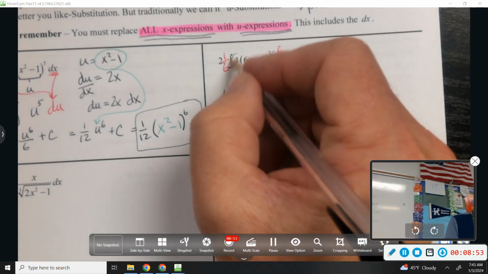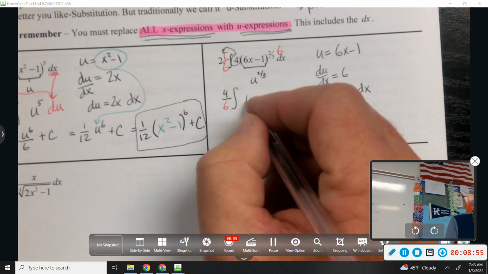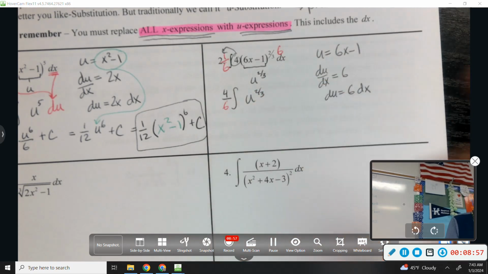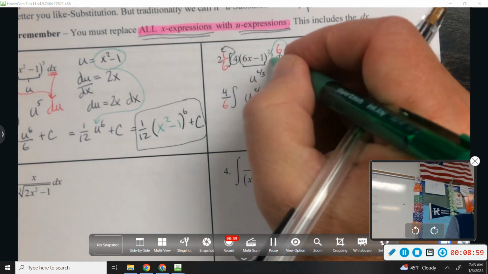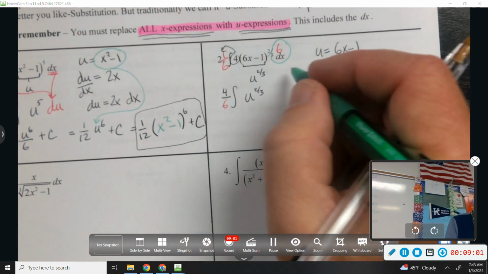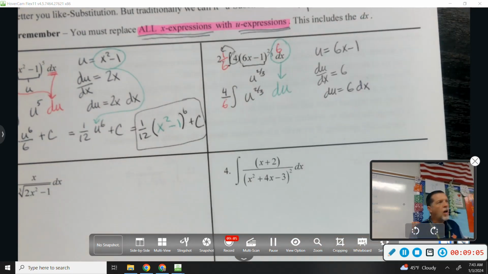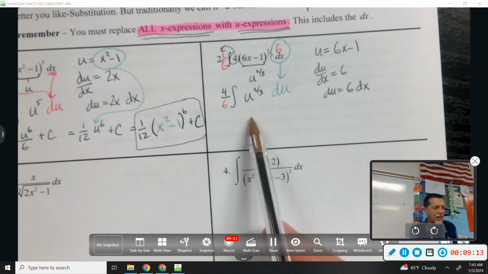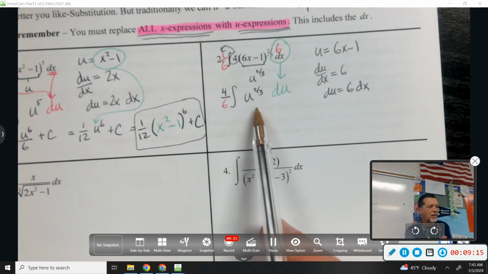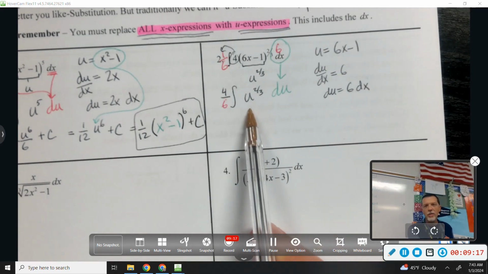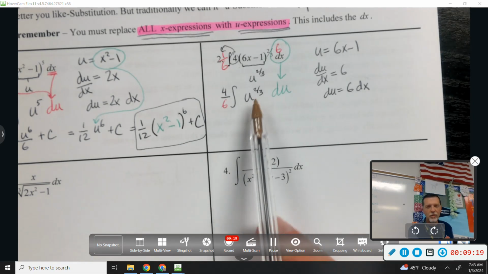So the 4 went out front, u to the 2/3, and then 6 dx, that's the same thing as du. So I replaced all of my x stuff with u stuff. And I got rid of a bunch of things, and now it's a whole lot easier. All right, now it's just a power rule thing. Increase the power by 1, divide by the new power.